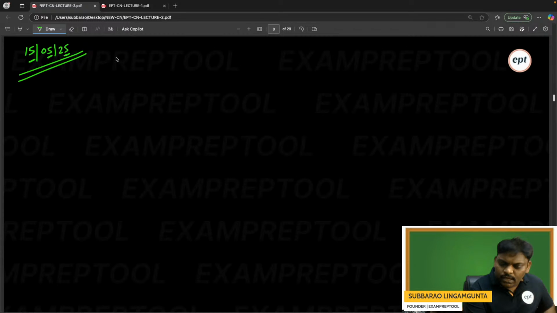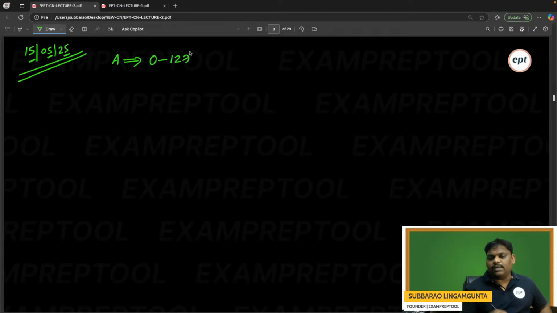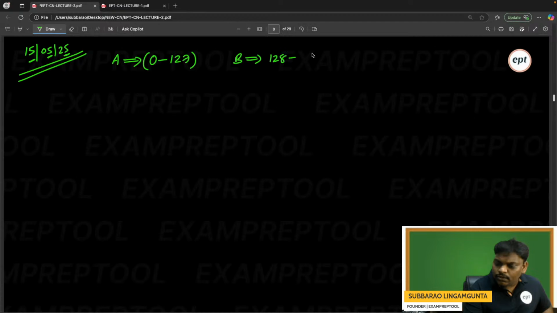So if you see the A class, what is the answer? 0 to 127. Talk about only the first octet. If it is A class, 0 to 127. If it is B class, 128 to 191. We are talking about only the first octet.